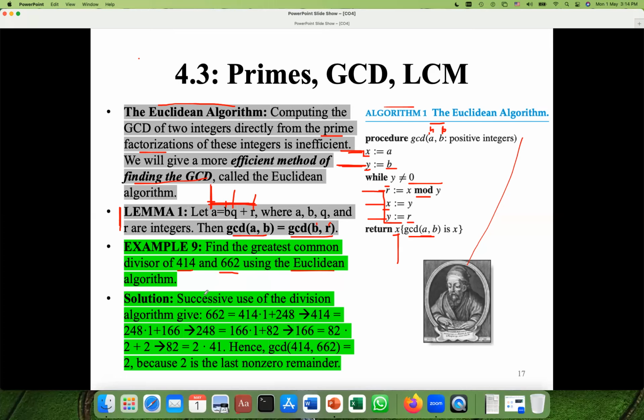Okay. So for example, here, you have to start again. This is the bigger number, this is the smaller number. You have to use this Euclidean algorithm, and here it is written in practical form.